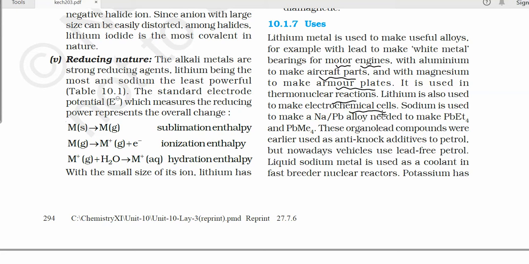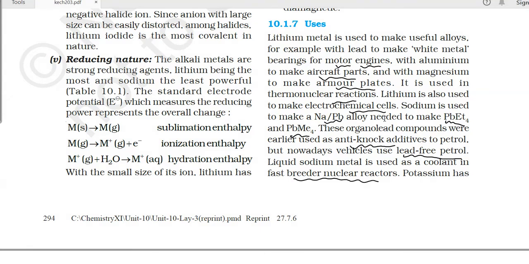Sodium is used to make a sodium-lead alloy needed to make PbEt4 and PbMe4. These organo-lead compounds were earlier used as anti-knocking additives to petrols, and that petrol was termed leaded petrol. But nowadays vehicles use lead-free petrols. Liquid sodium metal is used as a coolant in the fast breeder nuclear reactors.